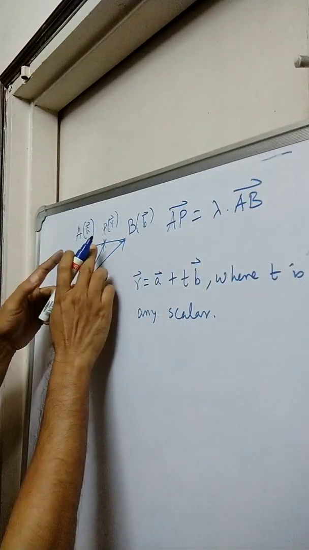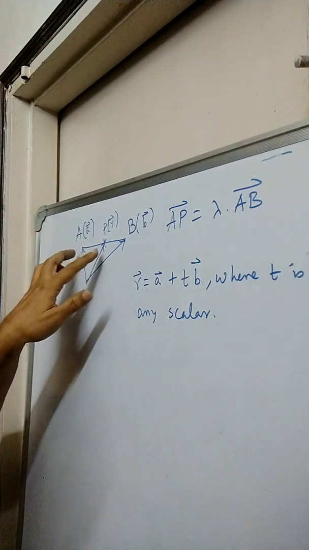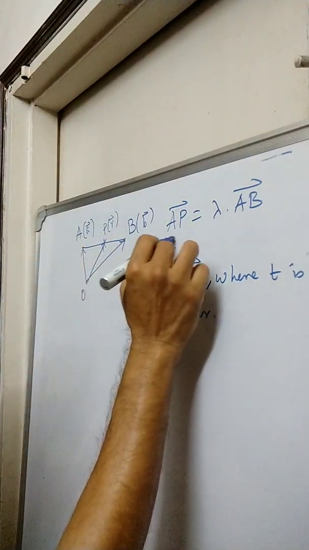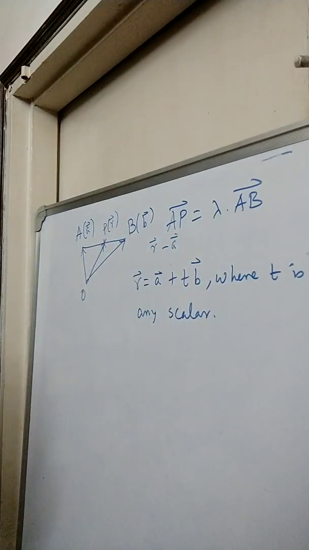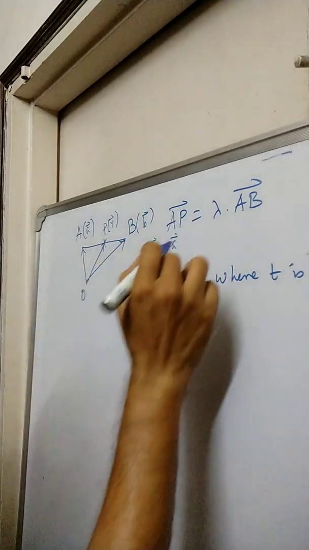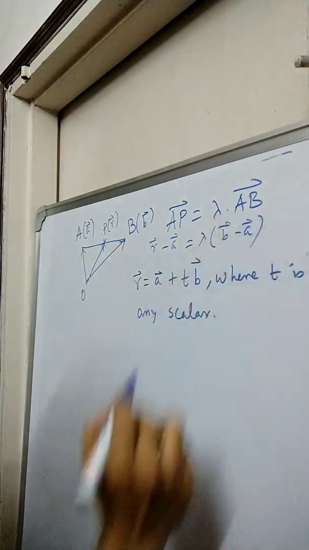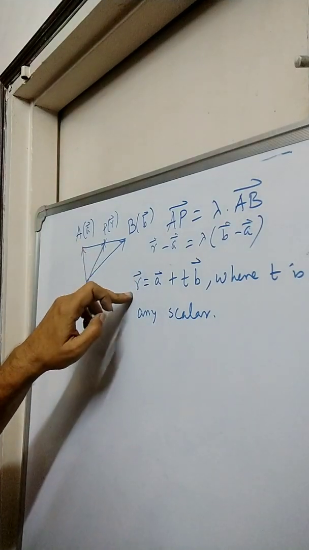And since AP is r minus a, just see that AP is r minus a. This you should always remember in terms of the position vector. And what will be AB? AB will be b minus a. And with a slight adjustment, this will turn out to be this.